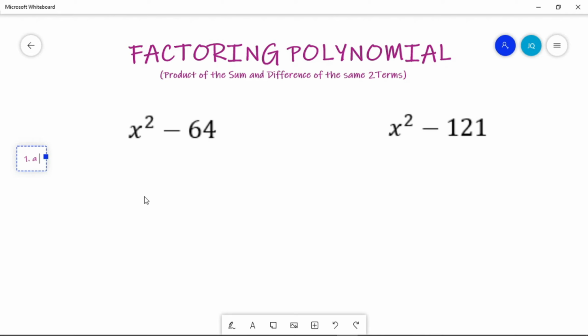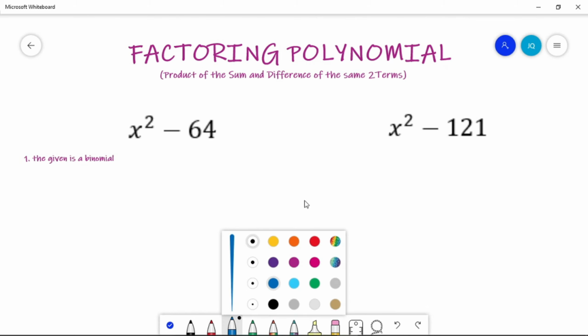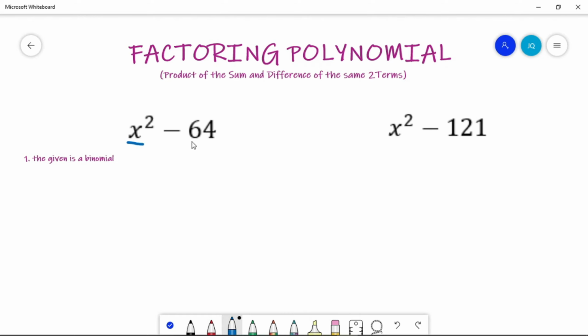is a binomial. The given is a binomial. Okay, when we say binomial, it means two terms, no? So for example, we have x squared minus 64. So they are two terms. So one term and the second term. When we say term, these are separated by either subtraction or addition. Okay? So this is the first term and then the second term.